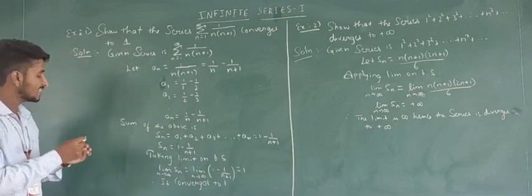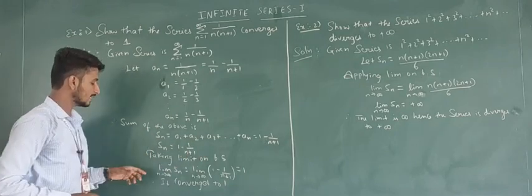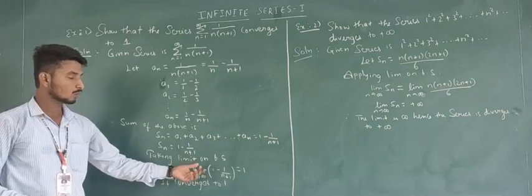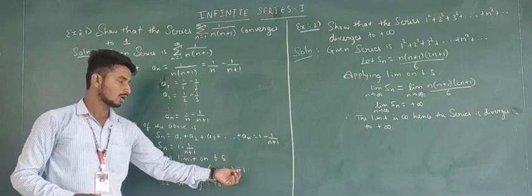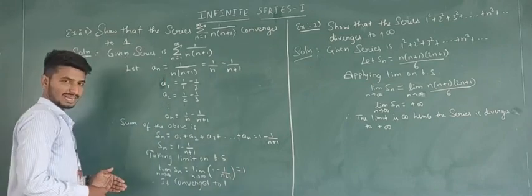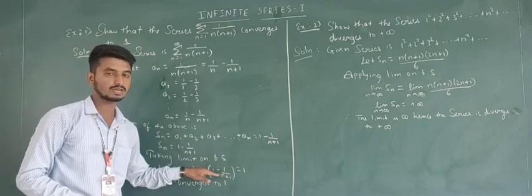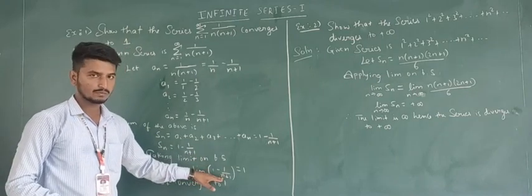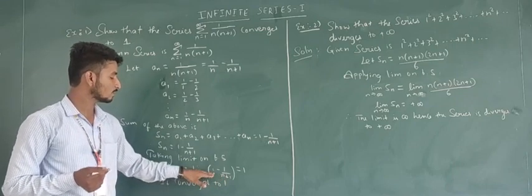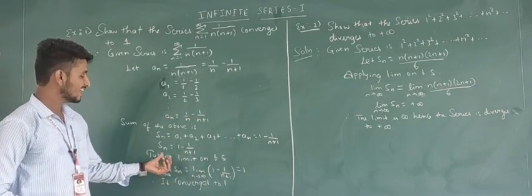Now we will take the limit on both sides, that is limit n tends to infinity Sn equals limit n tends to infinity of 1 minus 1 divided by n plus 1, which converges to 1. How does it converge to 1? If we substitute infinity in place of n, it is 1 divided by infinity plus 1, and 1 divided by infinity is nothing but 0. So the remaining is only 1. So limit n tends to infinity Sn equals 1.